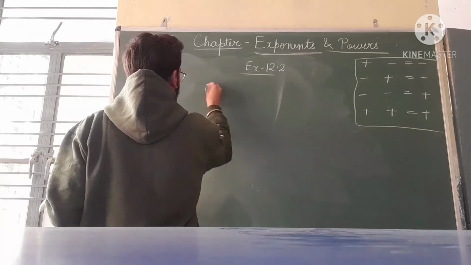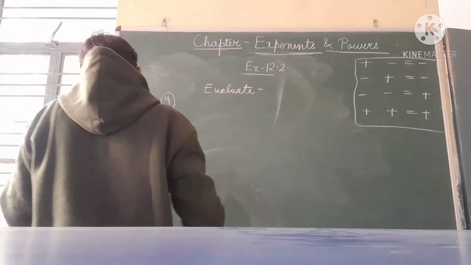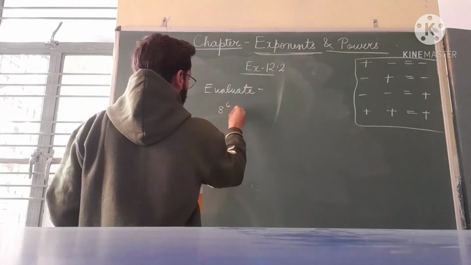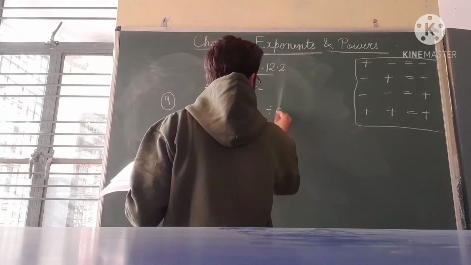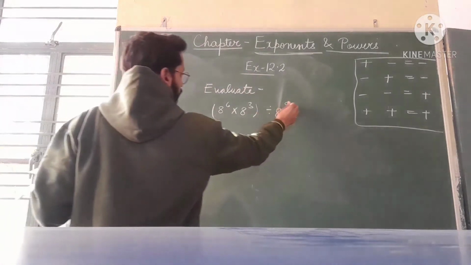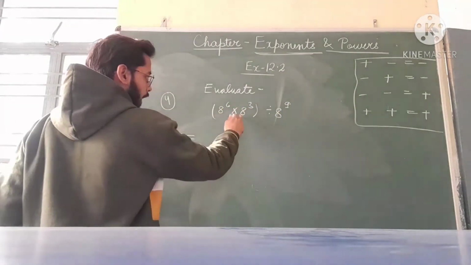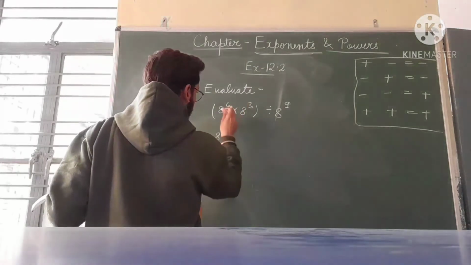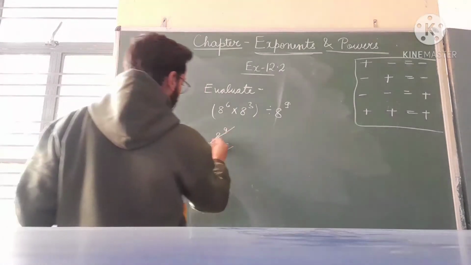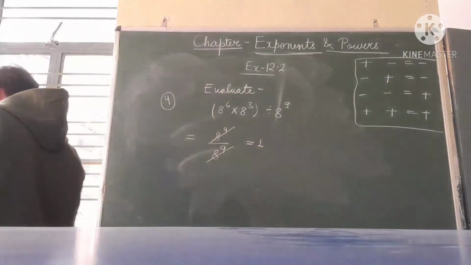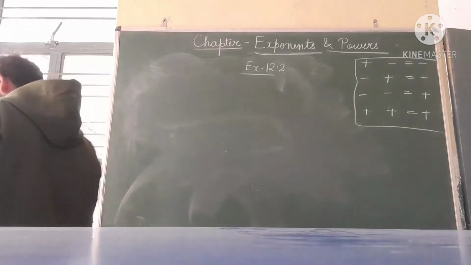What do we have to do? We have to evaluate the value. The value given is 8 to the power 6 into 8 to the power 3, divided by 8 to the power 9. As I have told you, if the base is the same, then the powers will be added. That is 8 to the power 6 plus 3 gives 9, divided by 8 to the power 9, and they will cancel out. We get 1. Okay students, clear? Like this, we have to evaluate the questions.